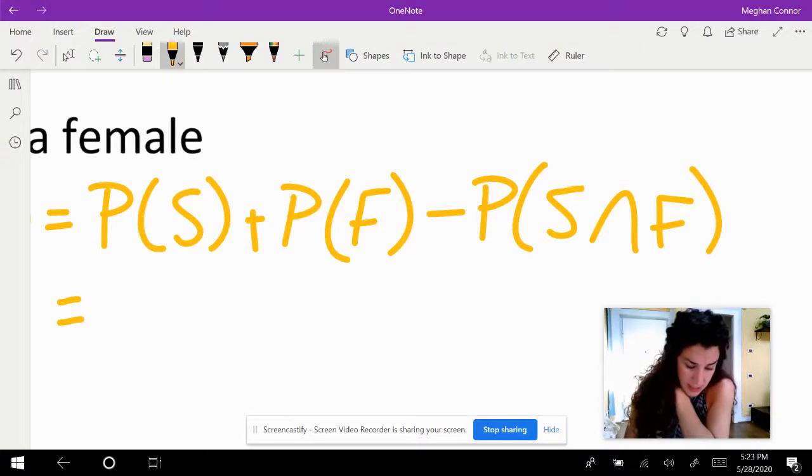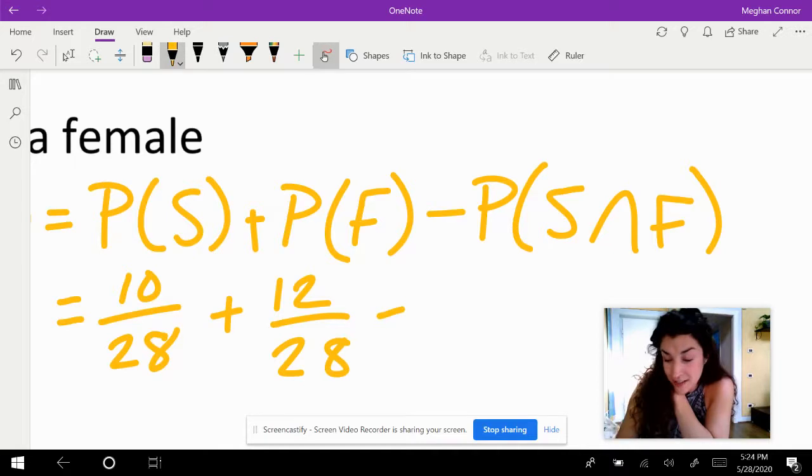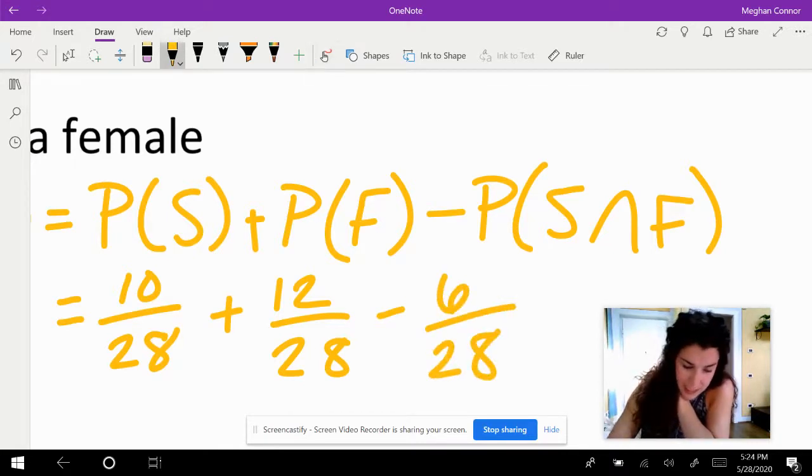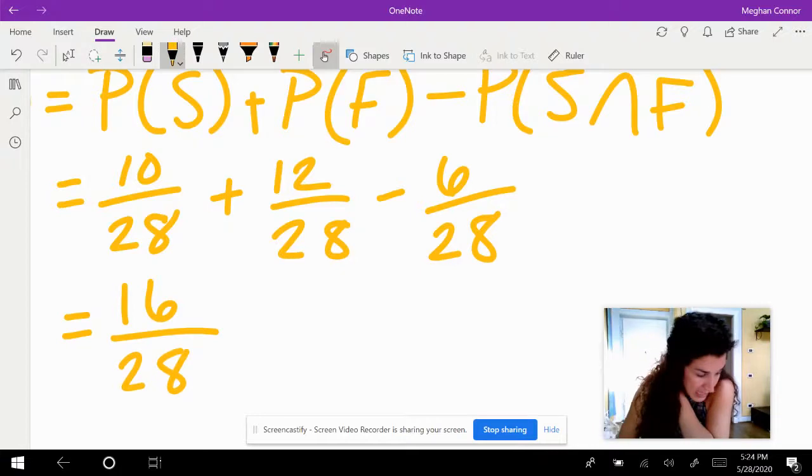Probability of a senior is 10 out of 28. Female is still 12 out of 28. And then it's the same number for seniors and juniors, that there are 6 females in each class. So that's going to be 16 over 28, which simplifies down to 4 out of 7.